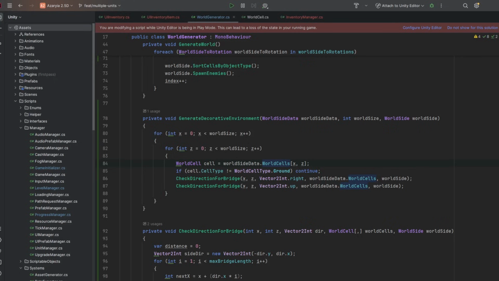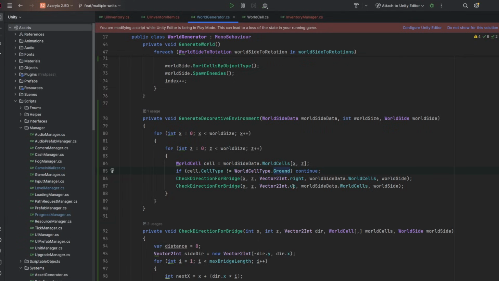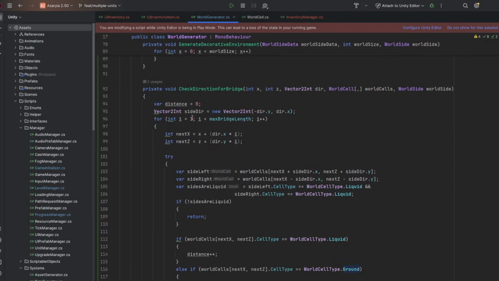So after generating all my world, I now want to add some decorative environment stuff, so nothing you can really collect or destroy or something like that. And I just go over my world grid and then I check, okay, I need only the cell types which are on the ground, because if that is so, I check to the right and to the upside in a way of a raycast, if you want it that way. So I just go a straight line, which is the max bridge length.